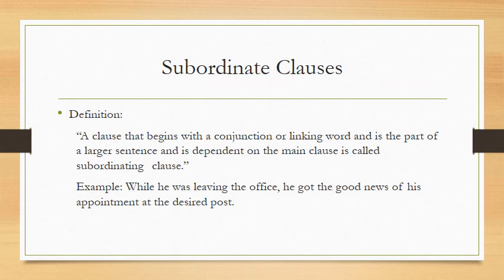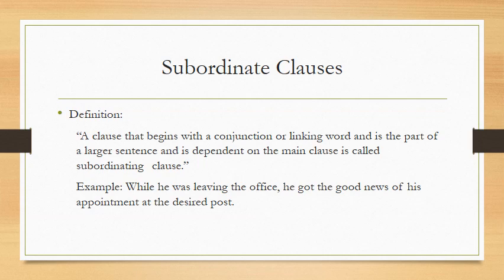A subordinate clause can be defined in this way: a clause that begins with a conjunction or linking word and is a part of a larger sentence and is dependent on the main clause is called a subordinating clause. Example is, while he was leaving the office, he got the good news of his appointment at the desired post. So in this sentence, we can notice that the main idea is he got the good news of his appointment at the desired post. And the subordinate clause is while he was leaving the office.